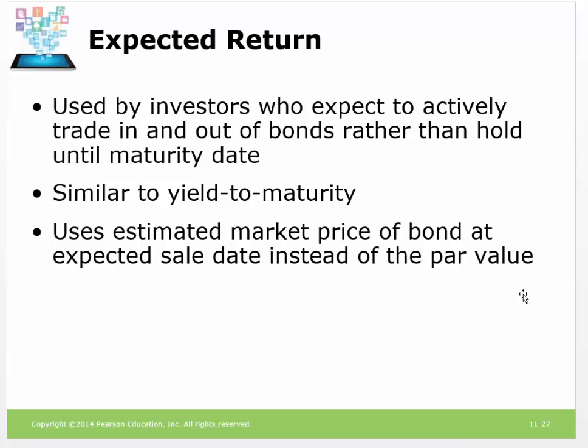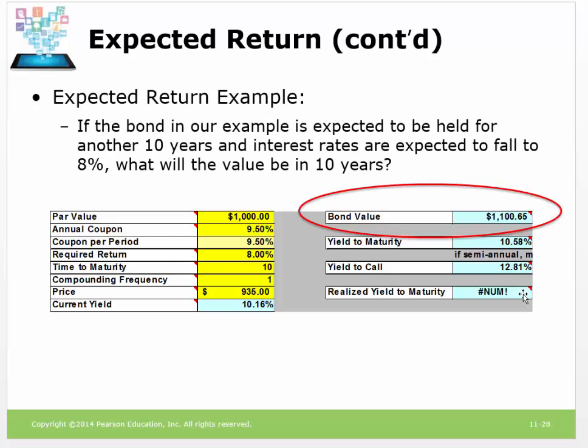Expected return is another kind of question that talks about investors who trade in and out of bonds, right? In other words, we can say this person wants to invest in bonds, but they only want to invest for the next 5 years. So we need to understand, if you're only going to hold it for 5 years, what rate of return do you think you will get? The big question here is, what are interest rates going to be when we get to that sale date? That's the hard question. We need to forecast interest rates.